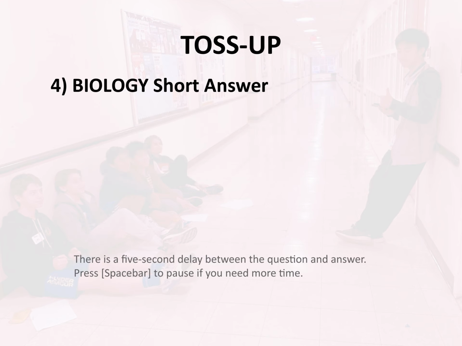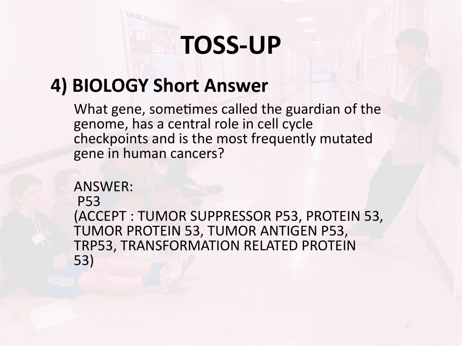Toss-up 4. Biology. Short answer. What gene, sometimes called the guardian of the genome, has a central role in cell cycle checkpoints and is the most frequently mutated gene in human cancers? Answer. P53.